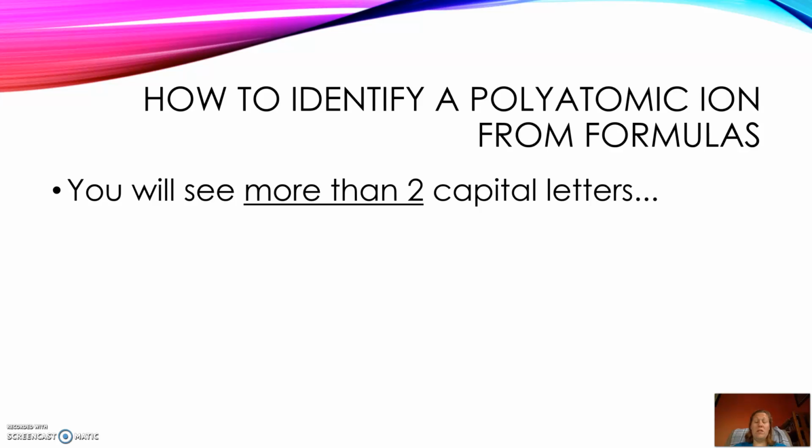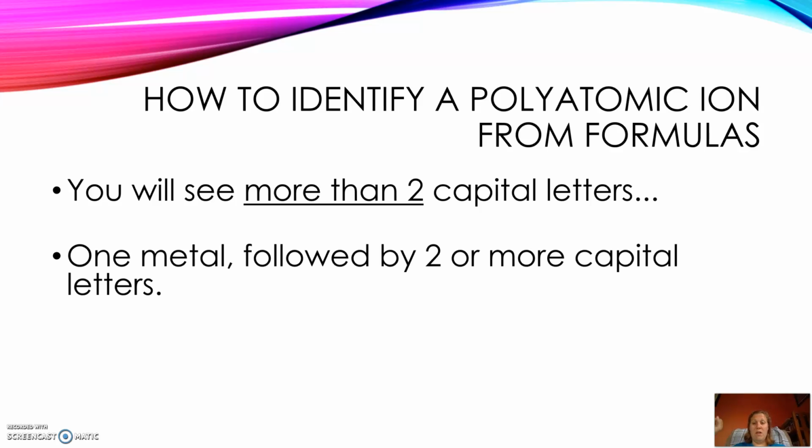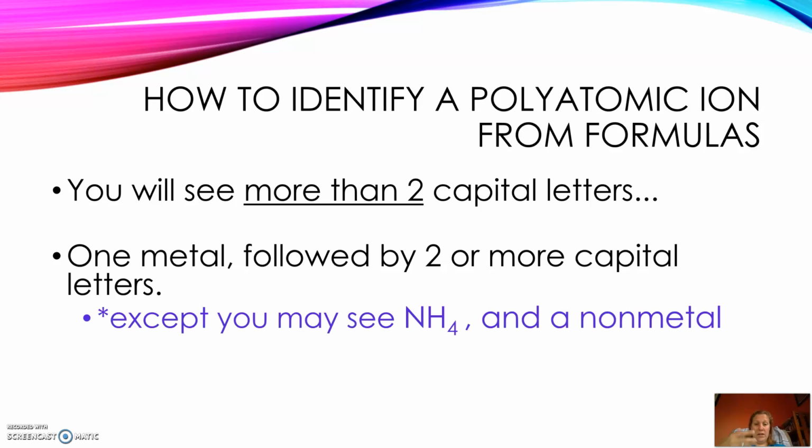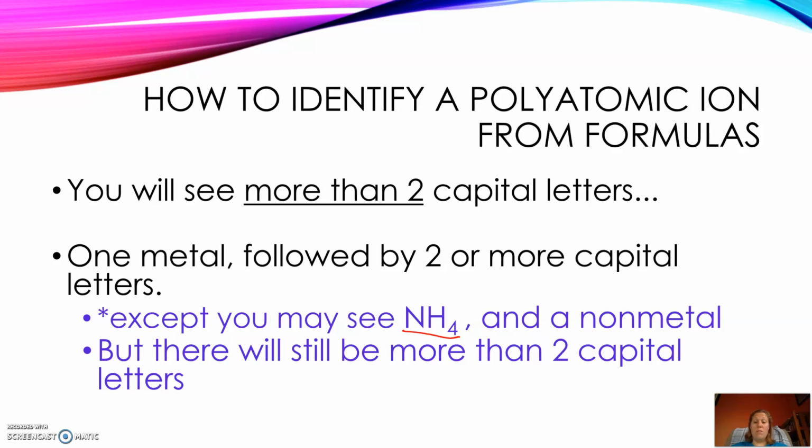Polyatomic ions from formulas: you will always, always, always see more than two. All the formulas we've done so far have been binary, two elements. Every single compound with a polyatomic ion, you will see more than two every time. And because most polyatomic ions are negative, it'll be a metal followed by 2 or more capital letters. Except for NH4, you just have to know when you see NH4, and it could be a nonmetal, or it could be NH4 and another polyatomic ion. But there will still always be more than 2 capital letters.